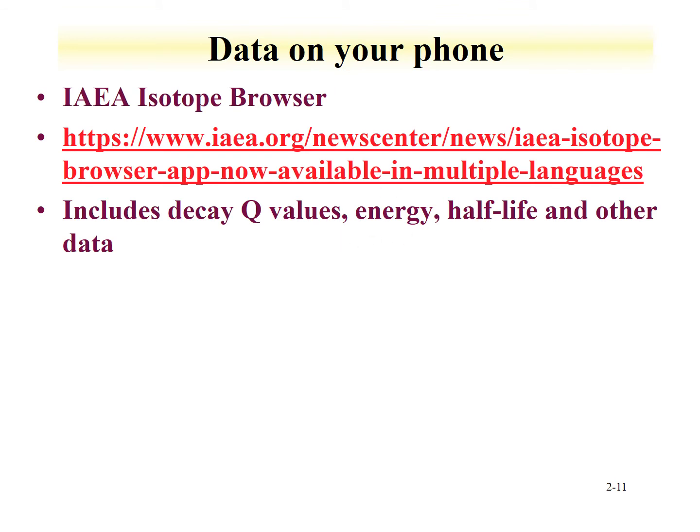The IAEA Isotope Browser will include Q values, but also information on energy of the decays, half-lives, decay modes, percentages, and other information that will be useful for the course. So I use the IAEA Isotope Browser all the time, and it's certainly a resource that you can use. If you wanted to do Q value calculations of specific reactions, you don't necessarily have to use the mass excesses as we just described. Mainly that information was presented so you understand where the data comes from. A lot of this compendium is already available.